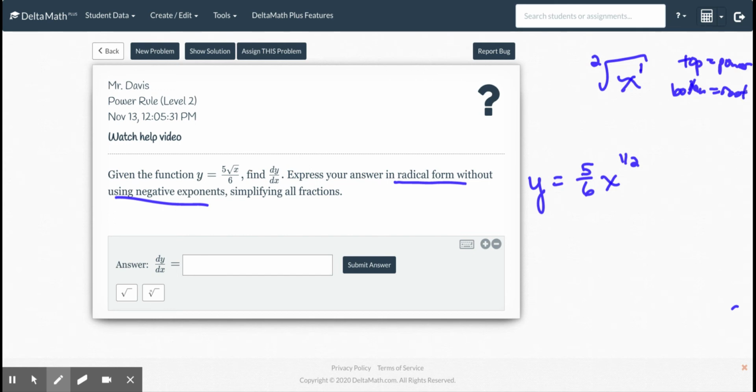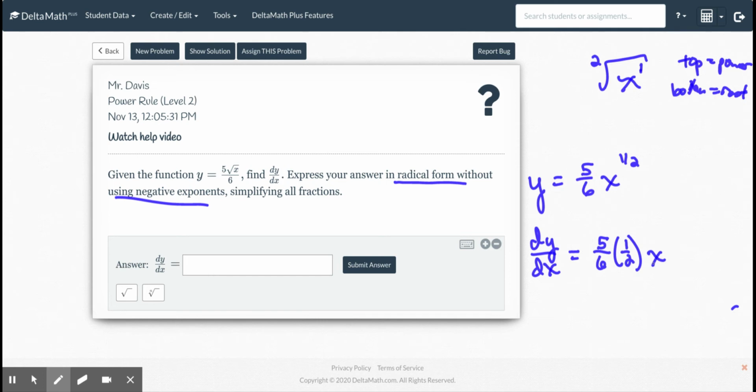So the power becomes the top of our fraction, and then the root index becomes the bottom of our fraction. So that's where the 1/2 comes from. So now that we have it written that way, we can go ahead and do dy dx. We're going to be multiplying 1/2 times 5/6. So it's 5/6 times 1/2.